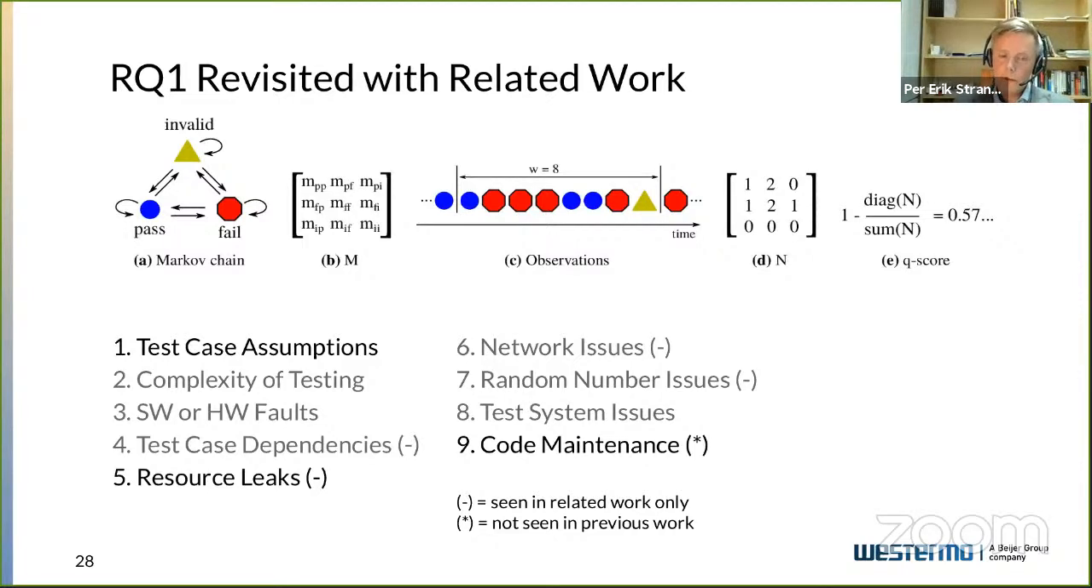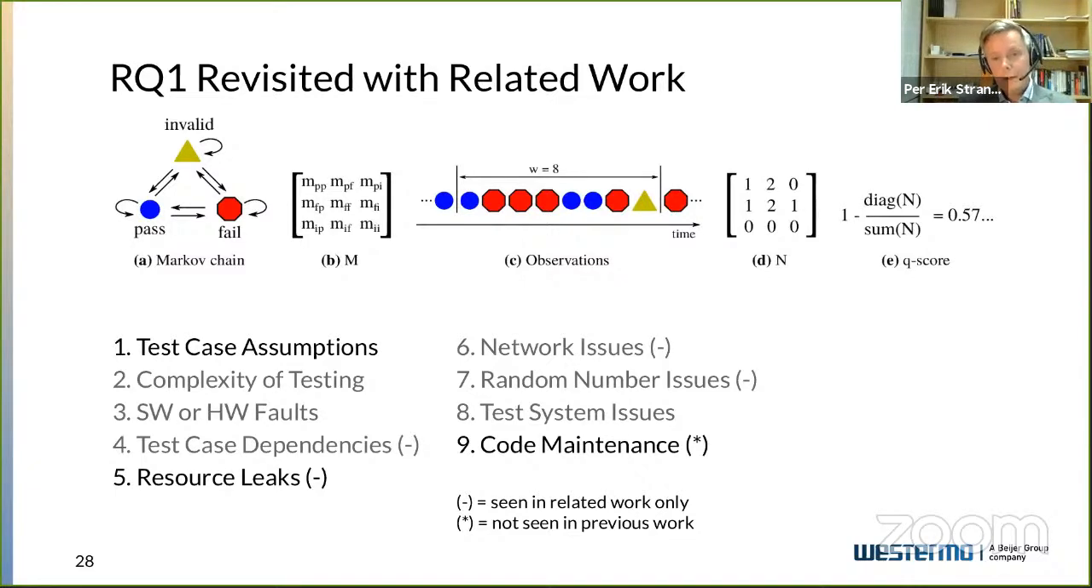Factor 5, which is on resource leaks, this is found in previous work. It is not found in the case study we did. But we know anecdotally that we have seen resource leaks and that these could lead to intermittently failing tests. And we actually have a motivating example in the beginning of the paper on this. You can read the details in the paper. So that's a factor that is only seen in previous work and not in our case study.